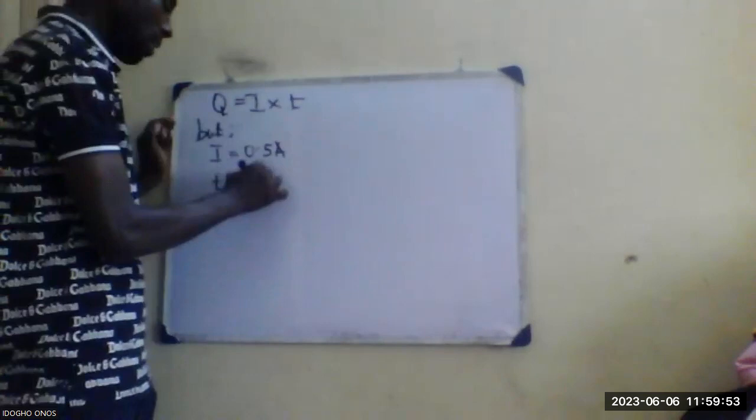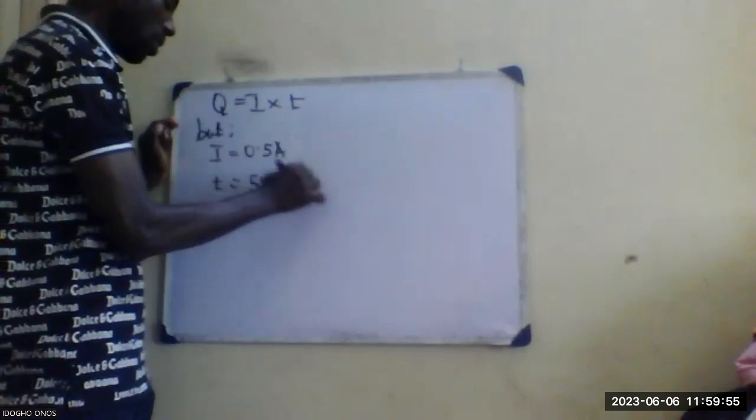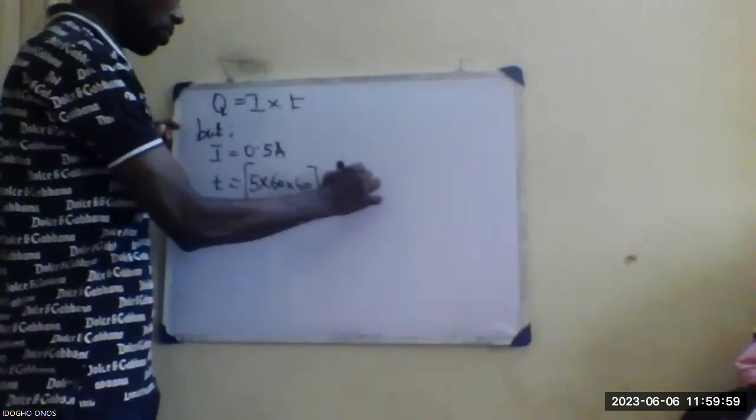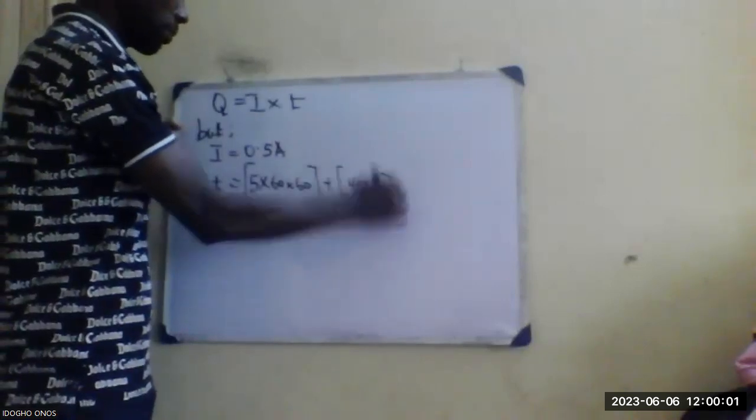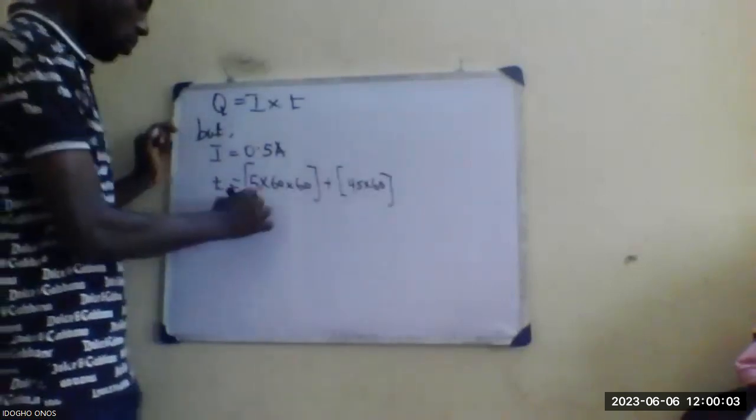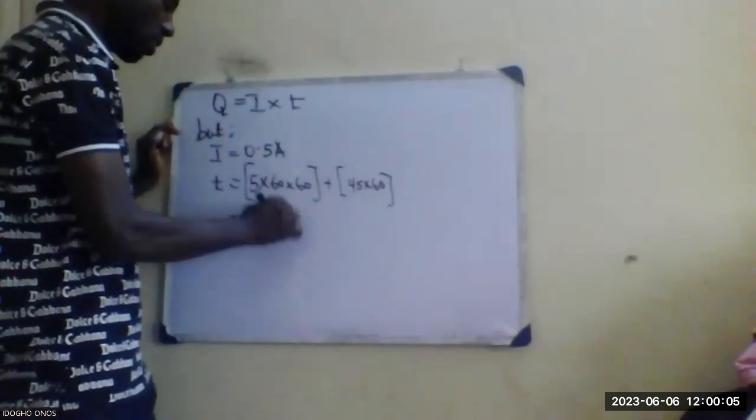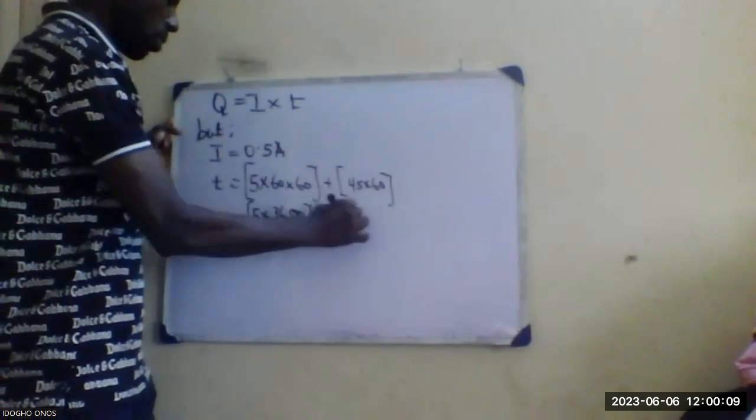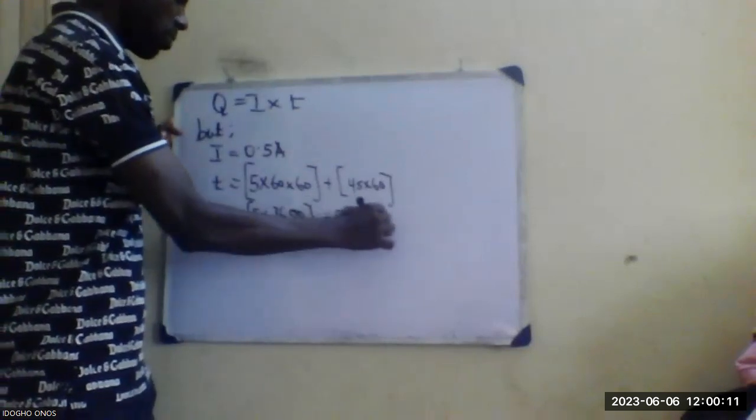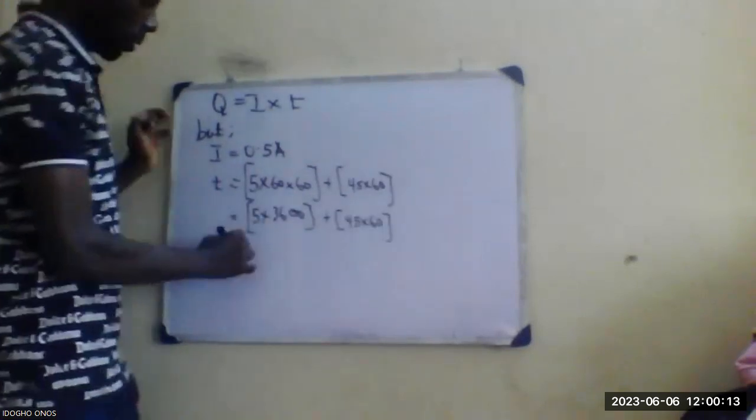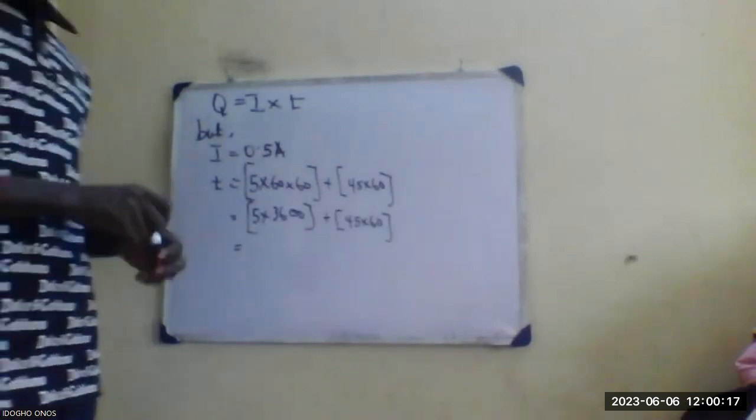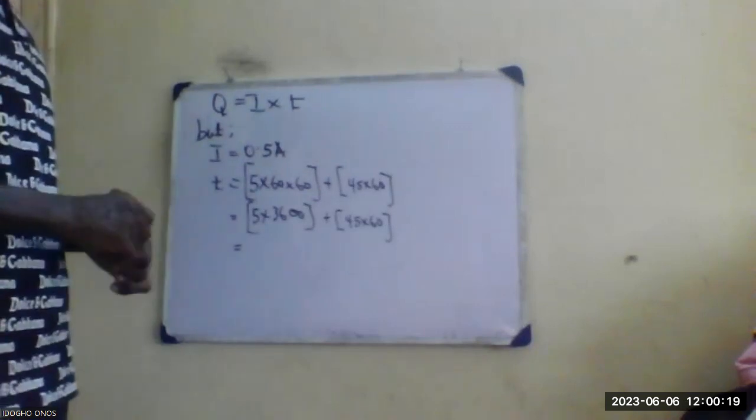That becomes 5 times 60 times 60 plus 45 times 60. You do this, that will be 5 times 3600 plus 45 times 60. So we can use a calculator to solve this.